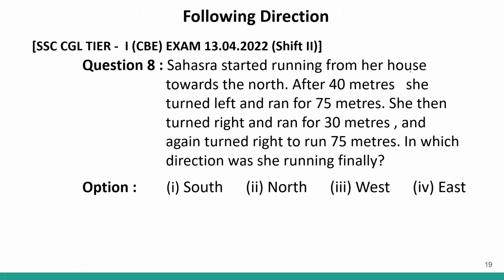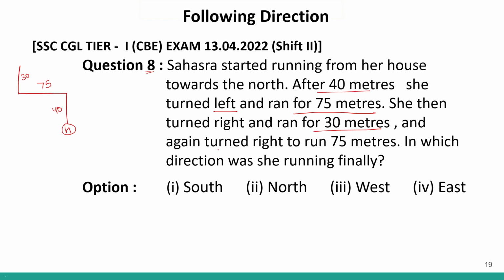Now, Sahasra started running from her house towards the north. So there's a Sahasra, there's a house, and she is running towards the north. Okay, north direction. We don't know the distance. After 40 meters, okay, so 40 meters, she turned left. So left will be in this direction and she ran for 75 meters. Okay, then she turned right. So right will be this direction and she ran for 30 meters.